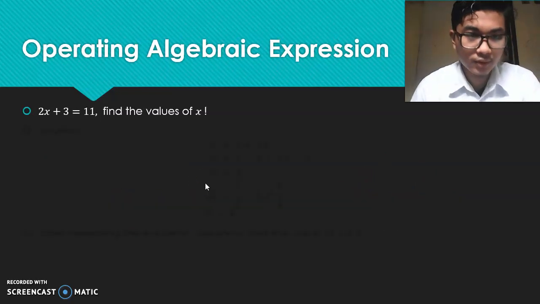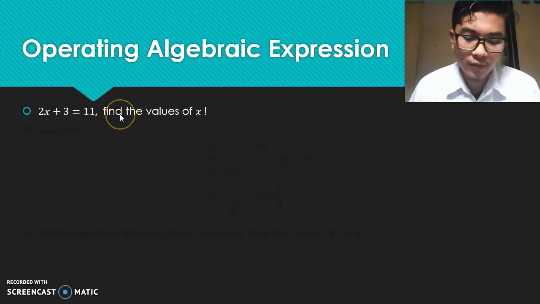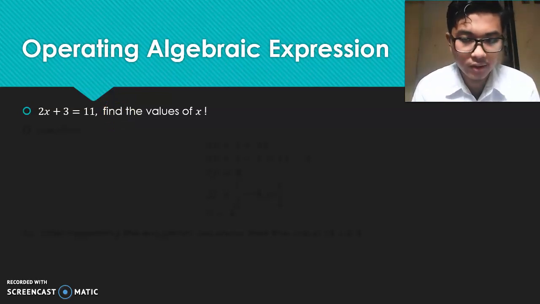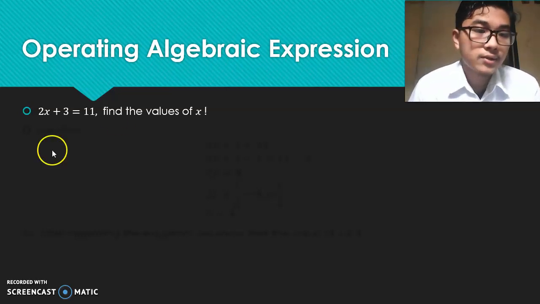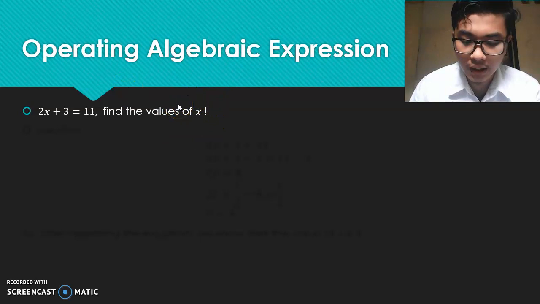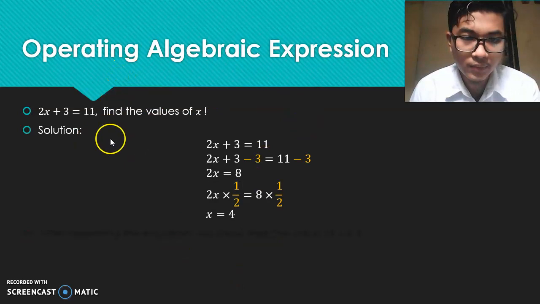Okay. Next one. Now, for operating an algebraic expression, we need to find the values of the unknown values. Like, if the symbol is x, we need to find the x. If the symbol is y, we need to find the y, etc., etc. So 2x plus 3 equals 11. Now find the value of x. Now we can operate it like arithmetic operations with plus, minus, multiplication or division. Like this: 2x plus 3 equals 11.